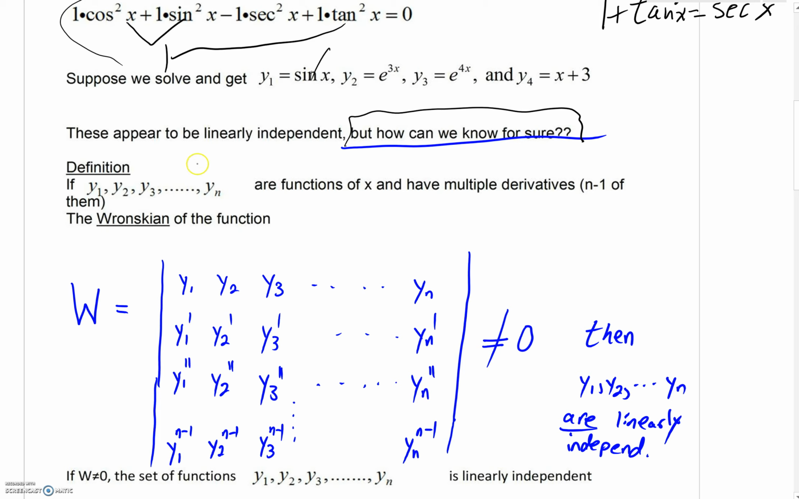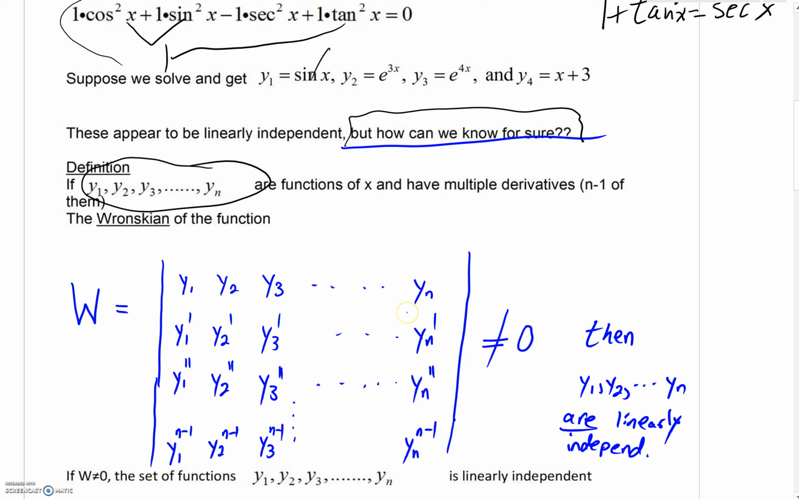Let's just say you found n solutions. You've got n solutions, and then you take multiple derivatives. This would be for an nth order differential equation. So let's say we came up with n solutions. Take a look at your first row. It's just the solutions. y1, y2, y3, all the way up to y sub n. Second row, take your first derivative of all of those solutions. Next row, take your second derivative, and continue to go on until you get to the bottom row, you'd be taking the n minus 1 derivative.